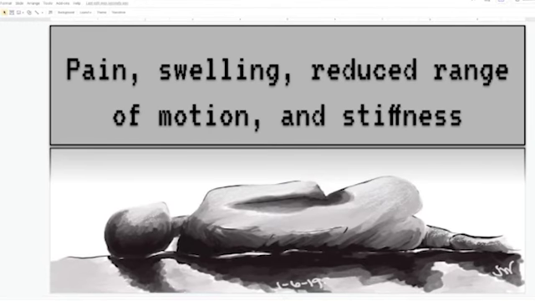What is arthritis? Arthritis is inflammation of one or more joints causing pain and stiffness that can worsen with age. Symptoms include pain, swelling, reduced range of motion, and stiffness. And I have a visual representation of what it might feel like to have arthritis.